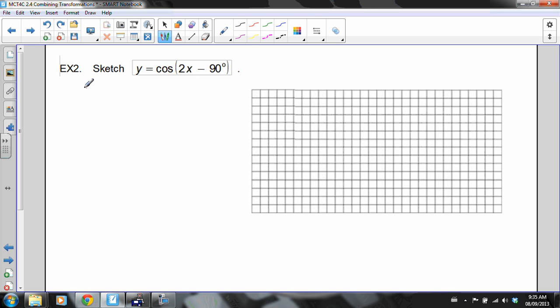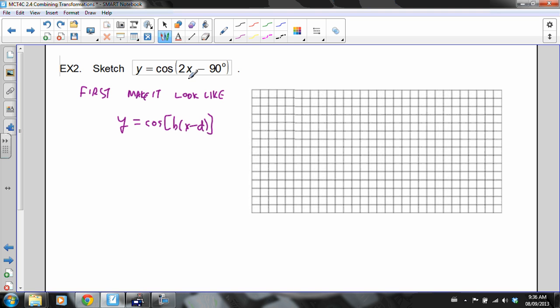So first, we must make it look like the form that we're used to. Now notice that there's no A value, there's no C value, there's no axis out there. So we want to make it look like this, right? Two sets of brackets, because then this is the value that affects the period, and then this is the phase shift, and we're all good.